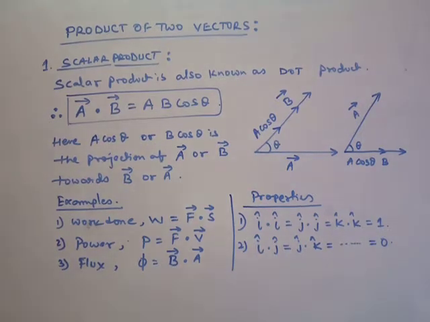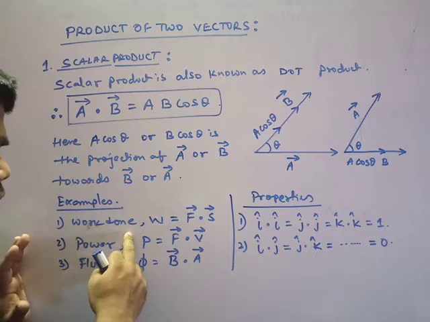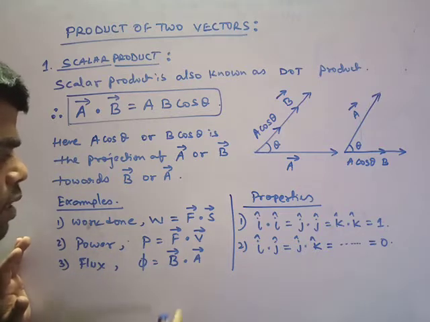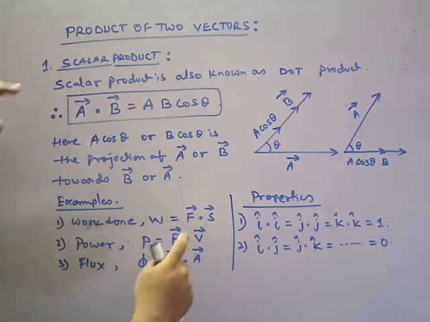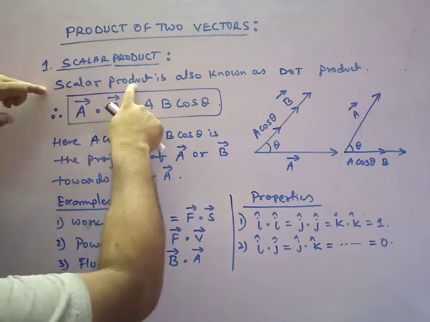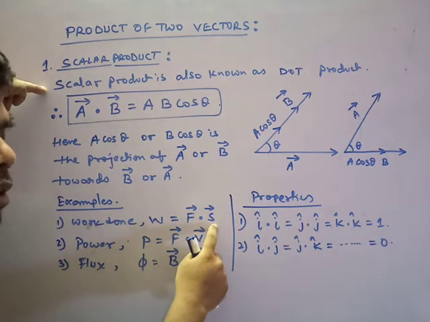So the product of the two vectors, right? First, let me take the scalar product. In the scalar product, the examples are work done, power, and flux. You can see that during the multiplication or product, we take two vectors.